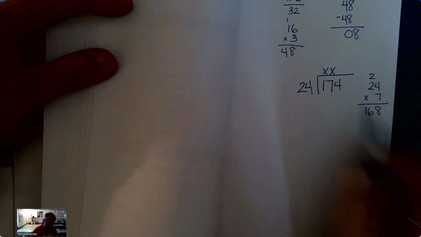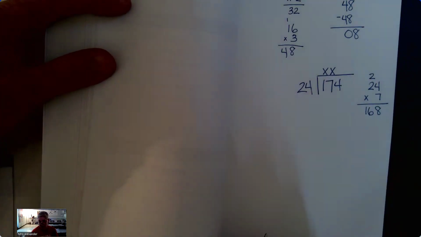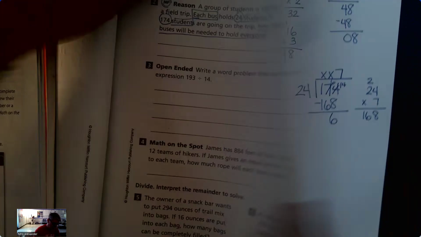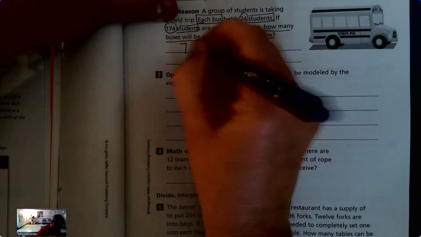4 times 7 equals 28. 7 times 2 equals 14, plus 2 equals 16. I don't think I'll get any closer to 174 than that. So I'm going to put a 7 in my quotient. I'll subtract the 168, and we will have 6 left over. So those 6 kids, we have 7 representing the number of buses. It would be 7 remainder 6.